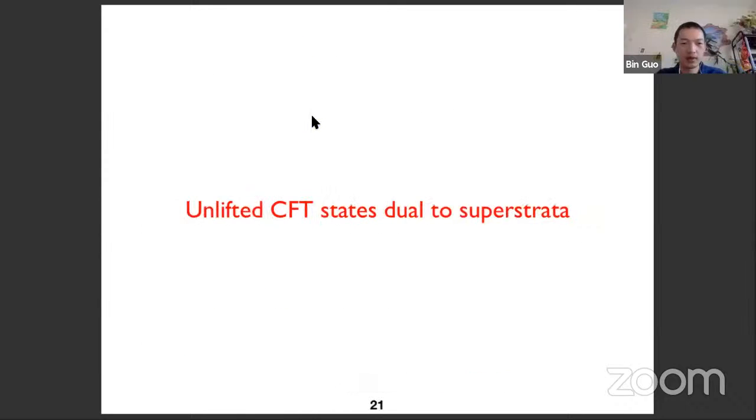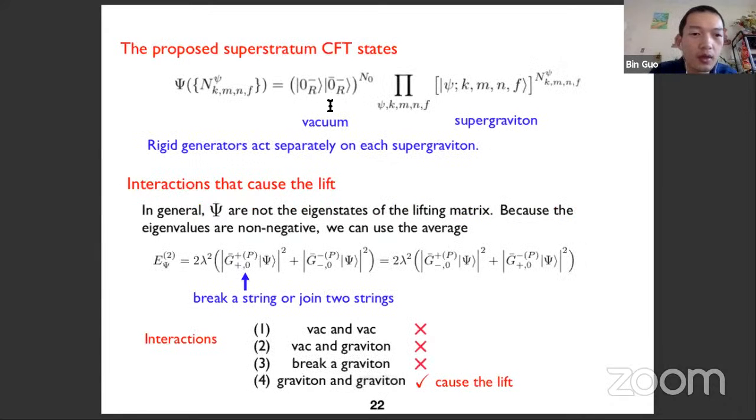Okay, now let's look at the CFT states that are proposed due to superstrata. So this is a state proposed as a superstratum CFT state. It has a vacuum part and the supergraviton part. The rigid generators act separately on each supergraviton. In general, the psi are not the eigenstate of the lifting matrix, but we can look at the average because the eigenvalues are non-negative.